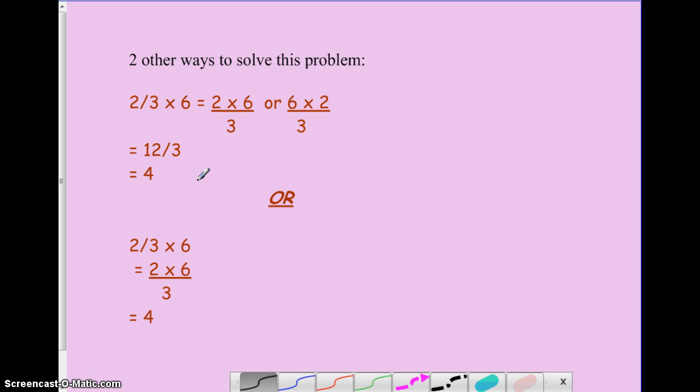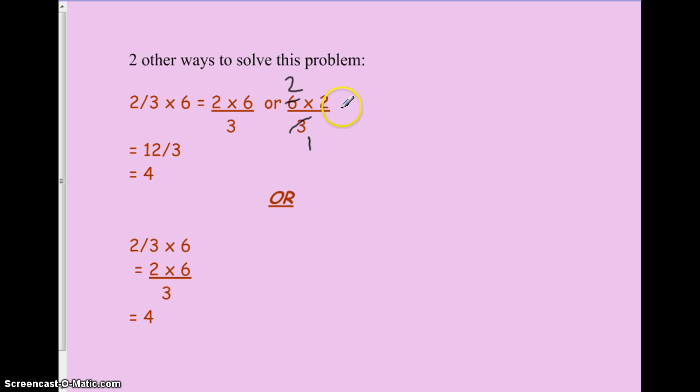Okay? So if I have 6 times 2 over 3, I know 6 is a multiple of 3, right? So I could reduce this right here. So I can make this become 1 and this become 2, because 3 times 2 is 6. Let that sink in for a second. Then I do the multiplication. 2 times 2 is 4. My denominator is 1. That means I have the whole number 4, because 4 divided by 1 is 4. Okay? That's kind of a cool thing, right? So you're going to be learning that and doing that for a while.